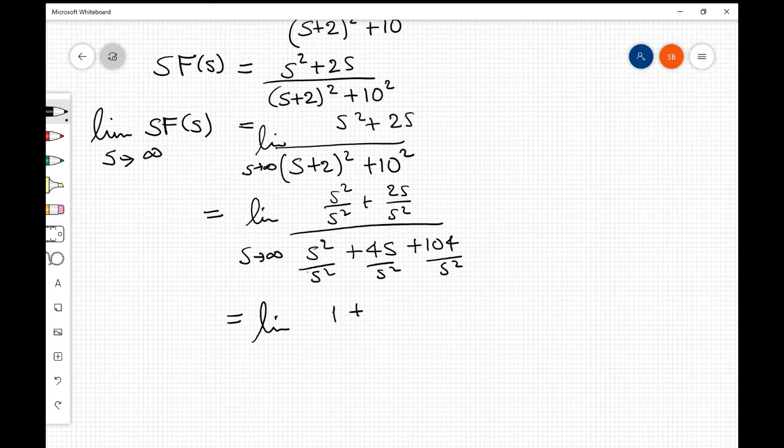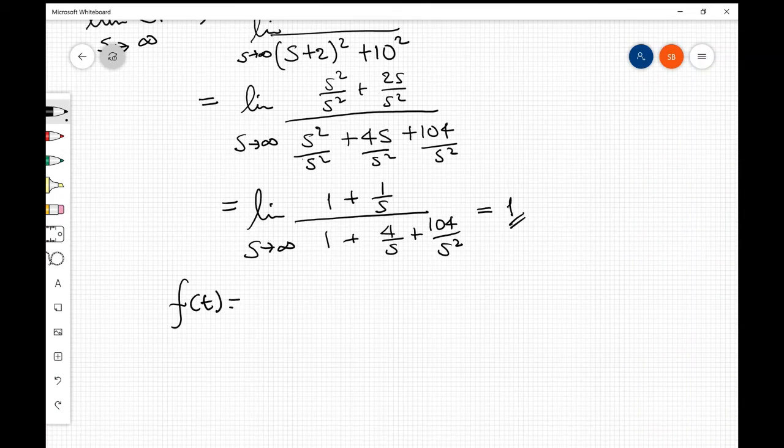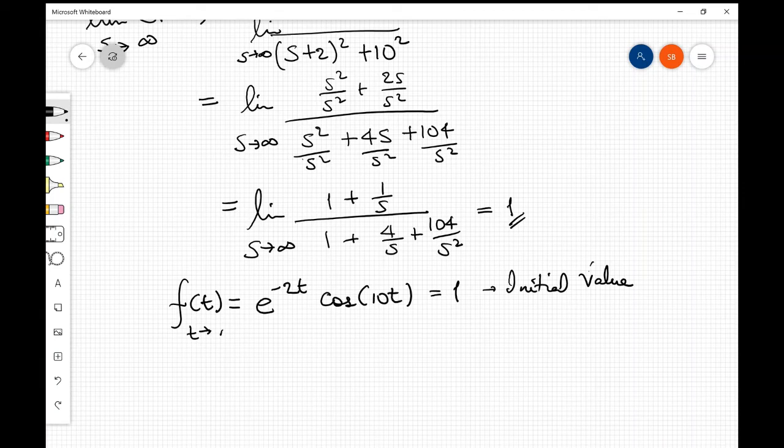and that gives us the limit as s approaches infinity of 1 plus 1 over s over 1 plus 4 over s plus 104 over s squared. All the s terms go to 0 because s is approaching infinity, and that value is going to give us 1. So the initial value of f of t equal to e raised to minus 2t cos 10t is 1. By initial value we mean when t is approaching 0. We got that by taking s times F of s when s is approaching infinity.